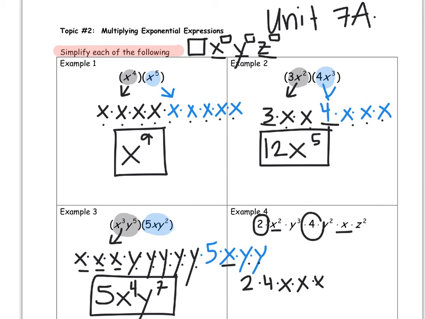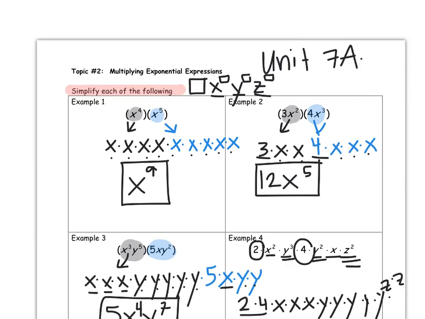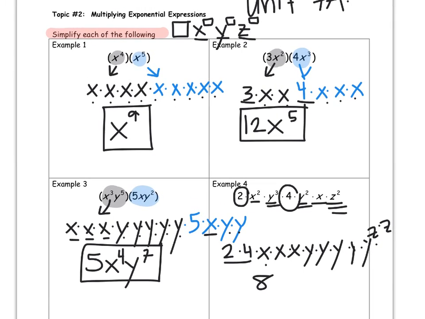And now I'm going to do the y's, y cubed, 1, 2, 3. There's y squared right there, 1, 2. And then lastly, z squared. So I'll do z times z. So my final answer, I multiply 2 times 4 and I get 8. And then I do 1, 2, 3 x's, x cubed, and then 1, 2, 3, 4, 5 y's, y to the fifth, and then 2 z's, z squared.